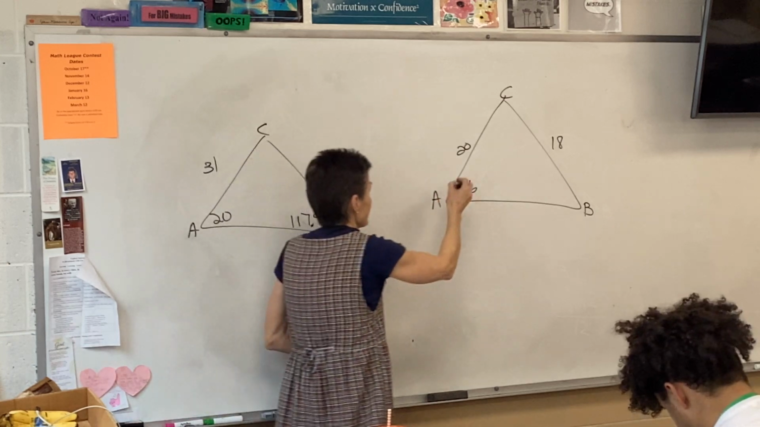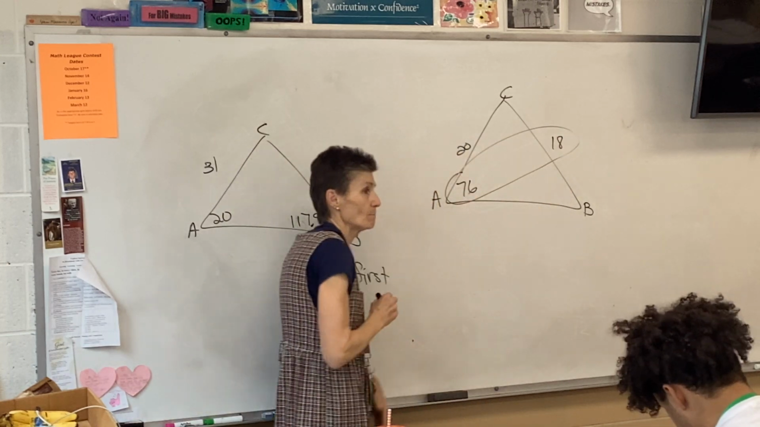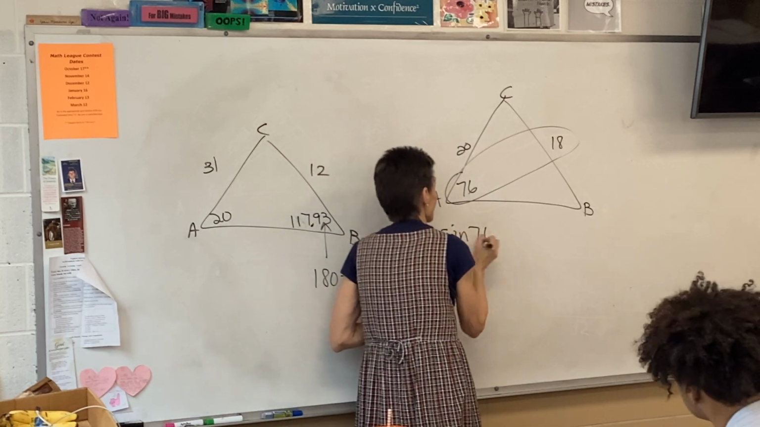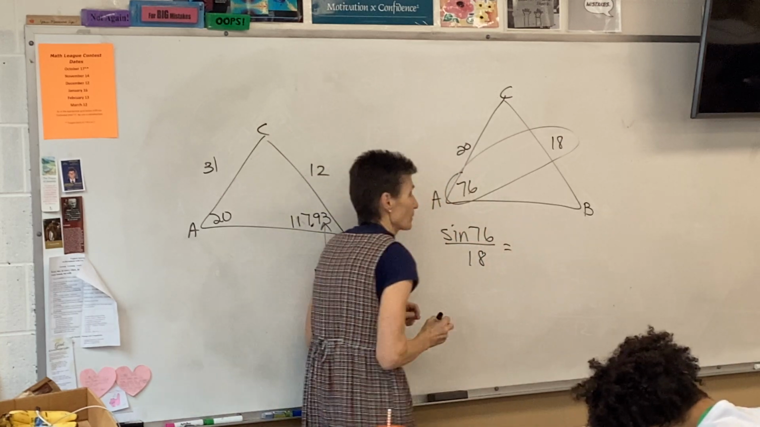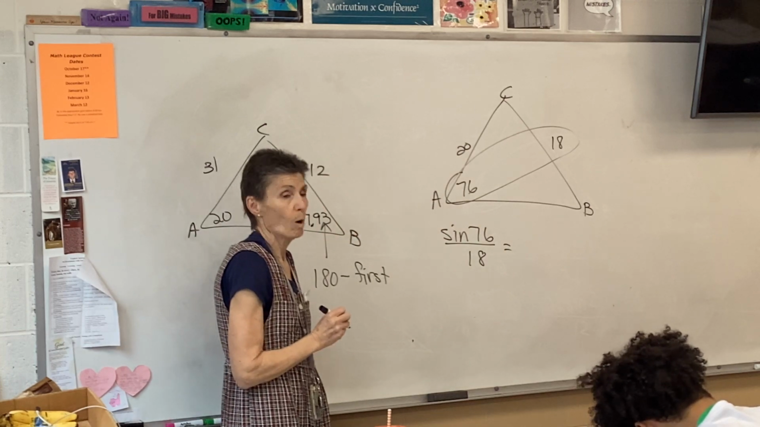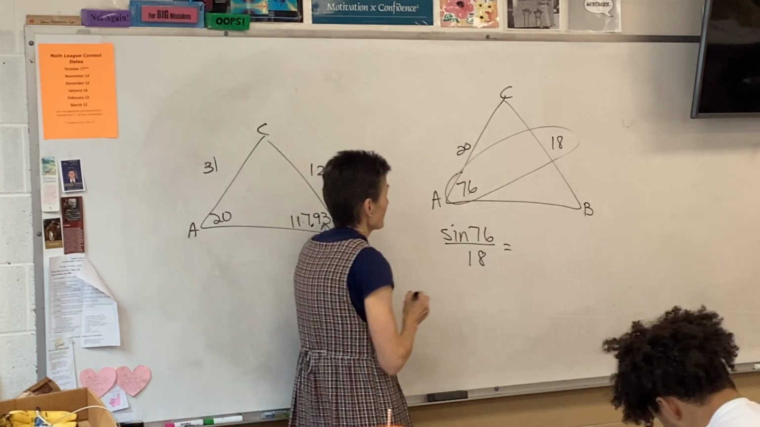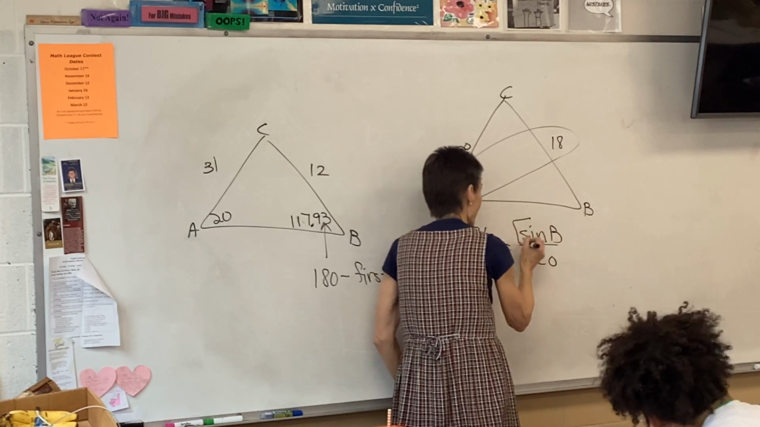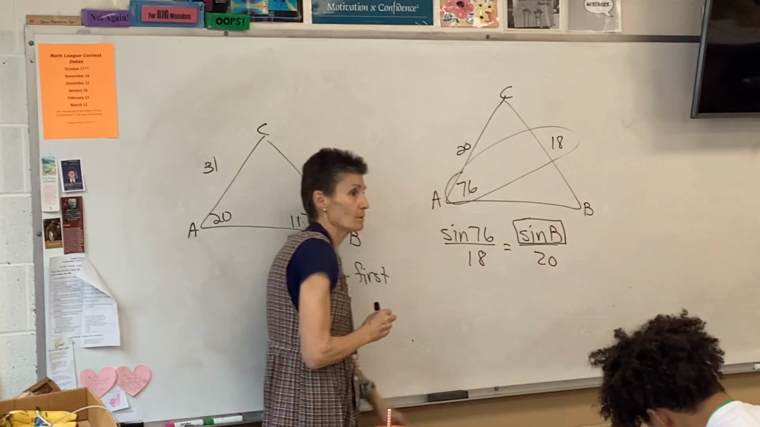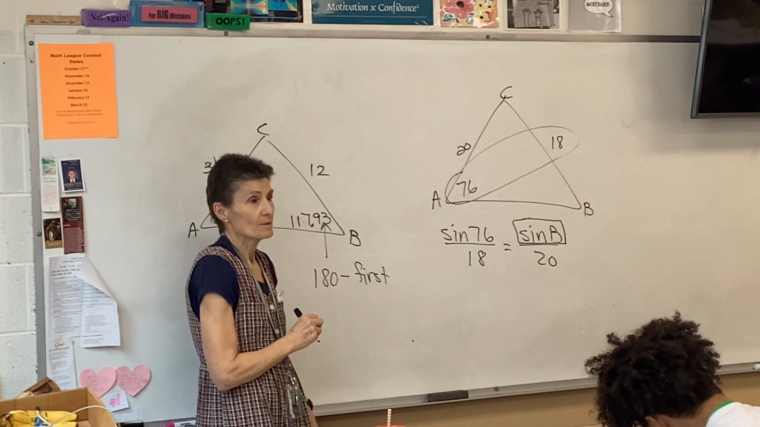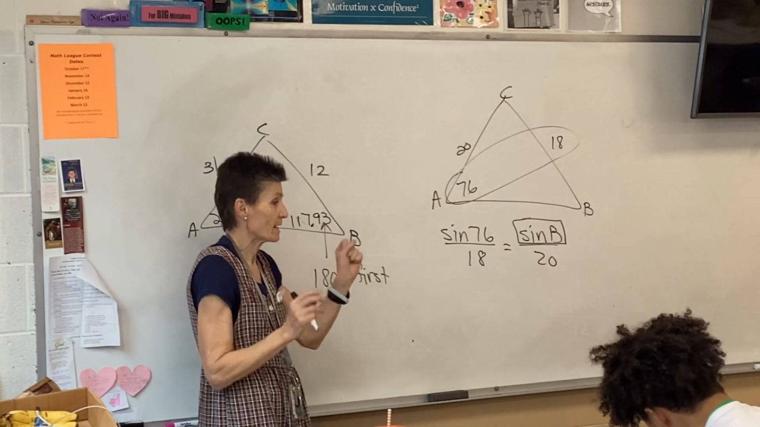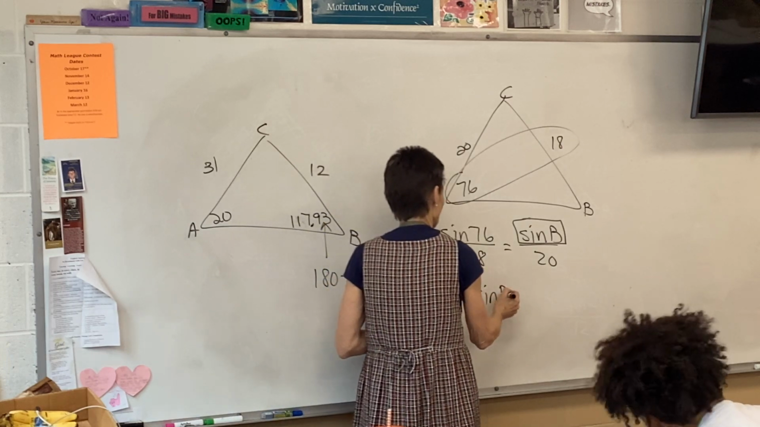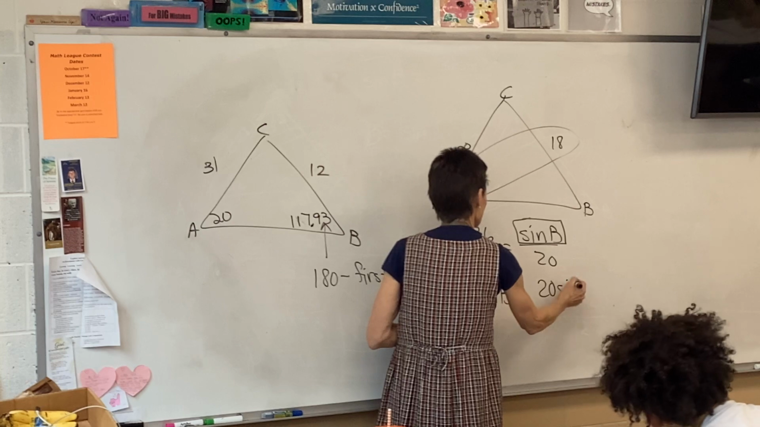First of all, see this right here? Good news. Sine 76 over 18 equals sine B over 20. And remember, that's your variable. Don't try to break that up. Don't try to split that apart. You can't. It stays together. So 18 sine B equals 20 sine 76.